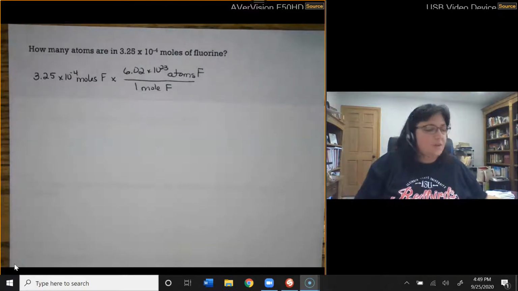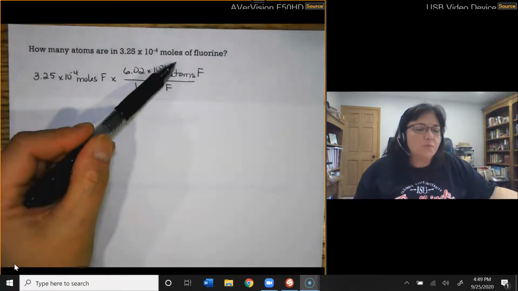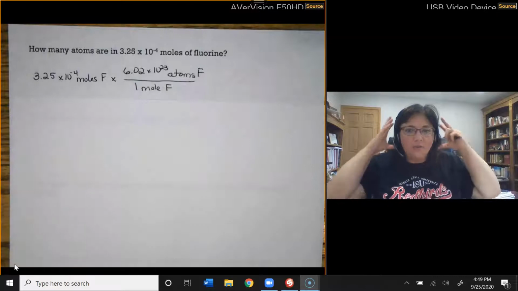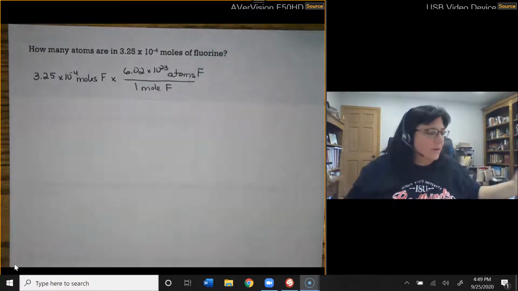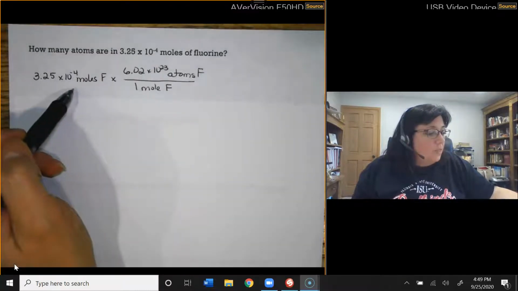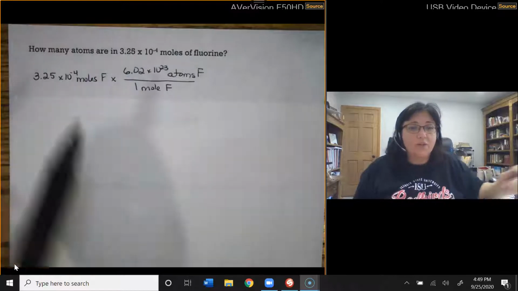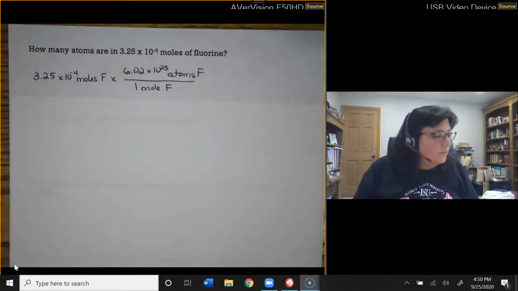Here is the problem that we set up. So we wanted to know how many atoms given this many moles. So atoms to moles is using Avogadro's number. Sorry about all that noise. We're using Avogadro's number. Nowhere does it mention grams, so I don't have to use molar mass at all. So now it's a matter of taking 3.25 times 10 to the negative 4 moles and multiplying it by 6.02 times 10 to the 23rd atoms per mole.